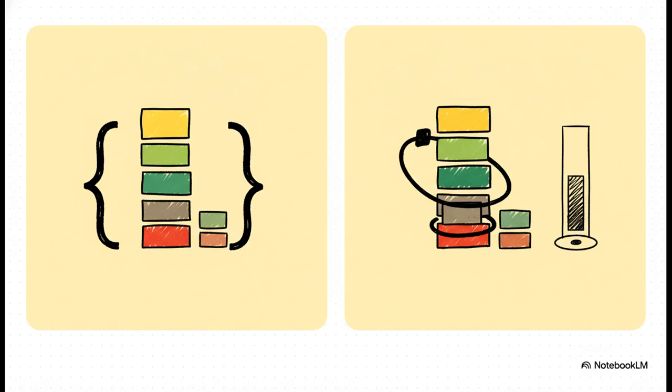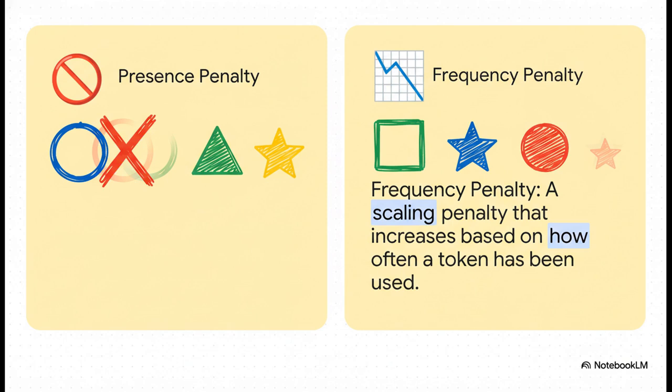hits, say, 90%. And to stop the AI from sounding like a broken record, we can use penalties. A presence penalty gives it a little slap on the wrist for reusing any word it's already said. A frequency penalty goes a step further and makes that penalty bigger the more a word is repeated. It's all about keeping the output fresh.